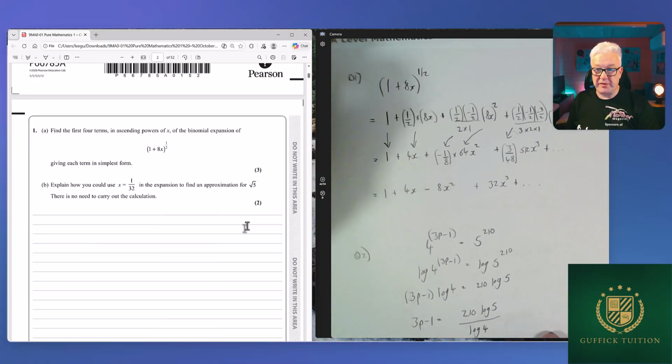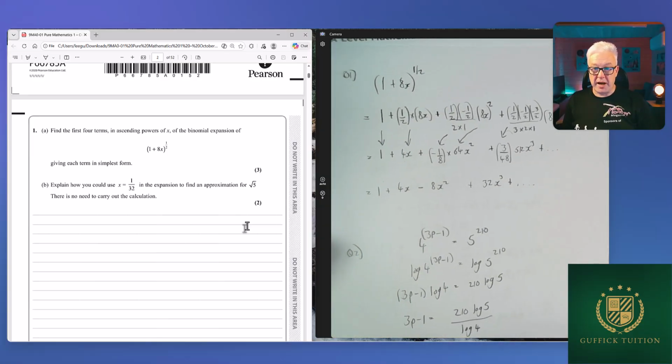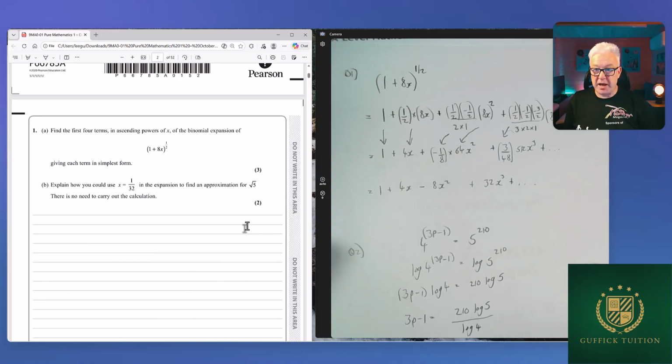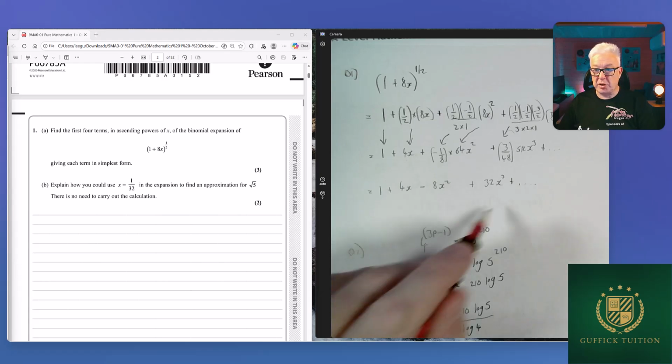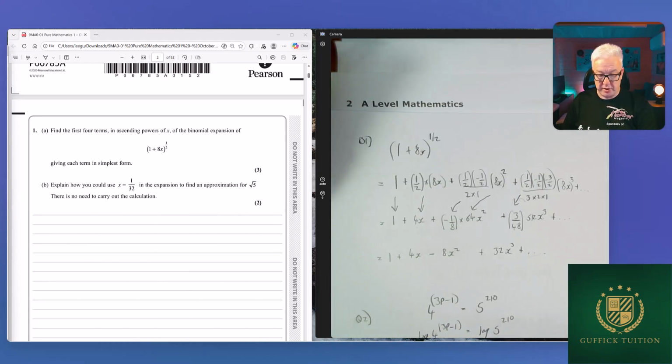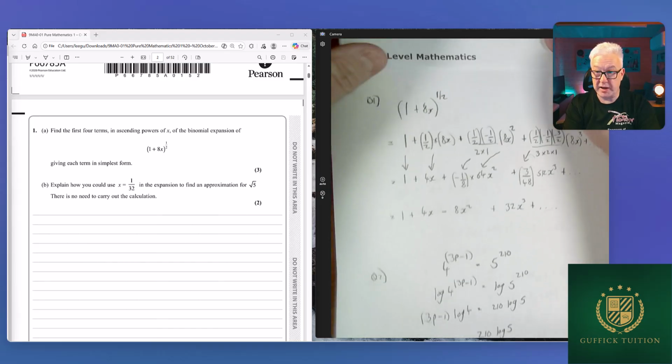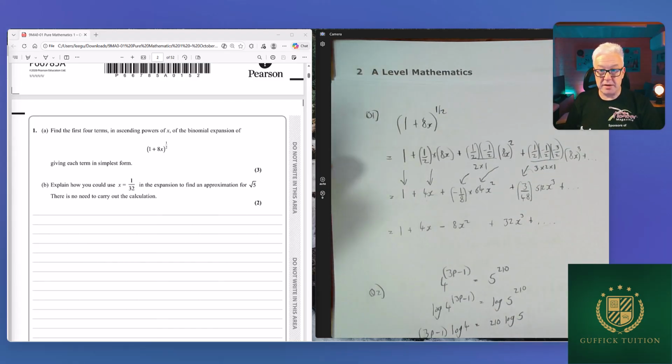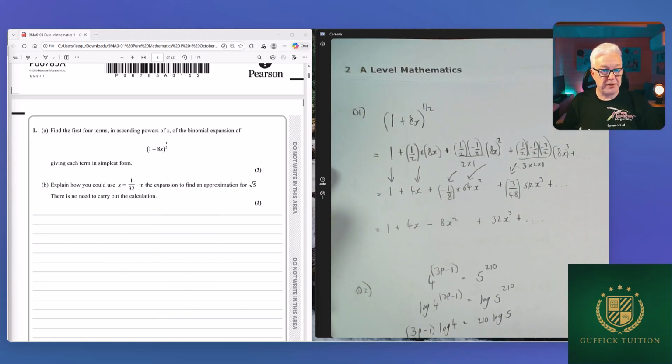We now just simplify those. So we have 1 add 4x minus 8x squared plus 32x cubed when we simplify it. And we put plus dot dot dot just to show that we understand that this sequence carries on indefinitely, carries on forever and ever. So that is question 1 part A done for 3 marks.